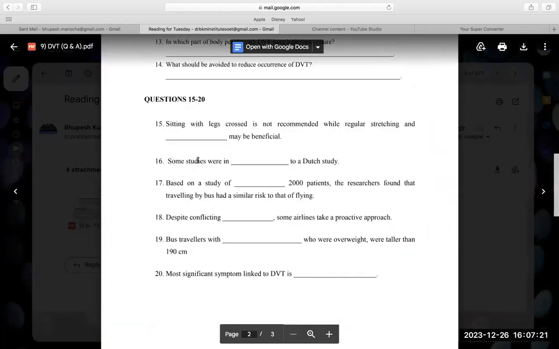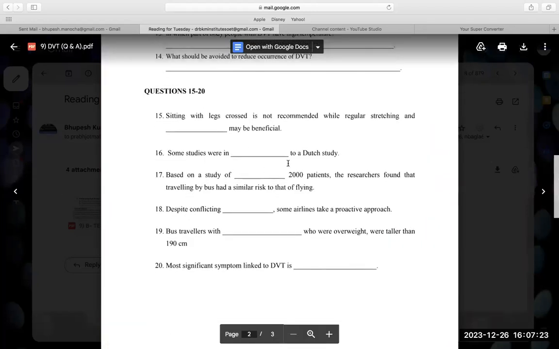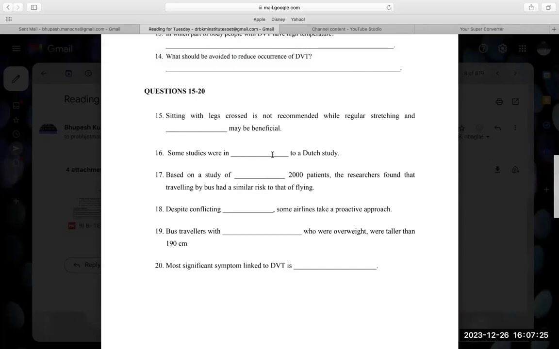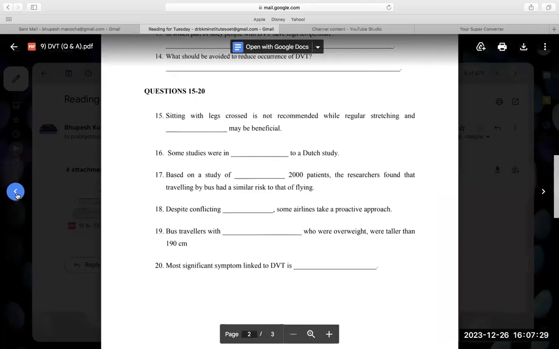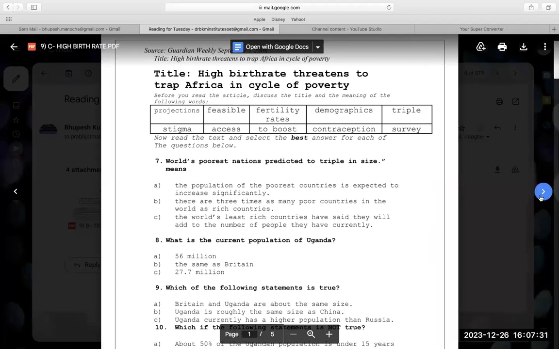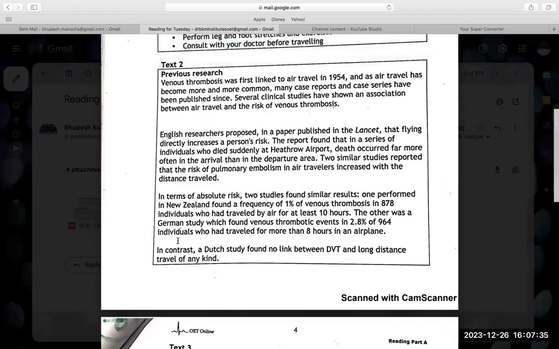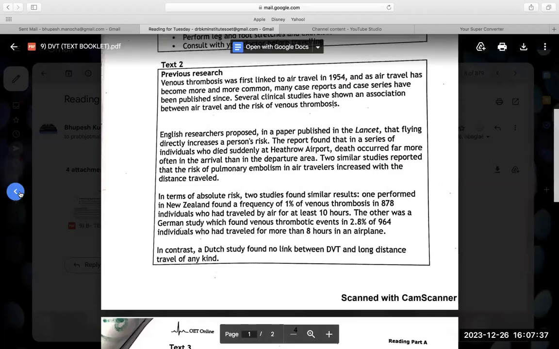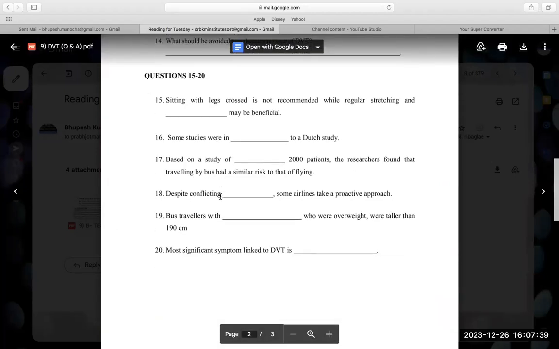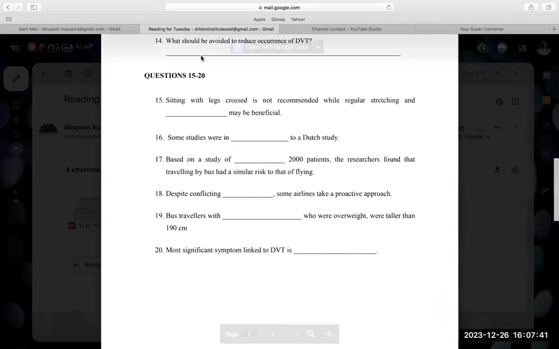You have to just fit in the word. And if you ask me, sir, why did you do this? That is why I have always told you to go for your preposition. Now you can see the preposition in contrast after in. That is why prepositions are so important. I'm telling you, difficult questions can be done with prepositions.